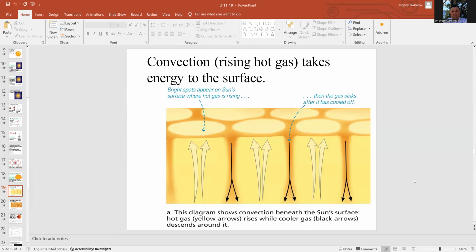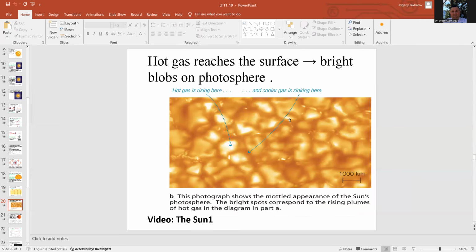Okay, so for convection, that's how energy is transported all the way up to the surface. And you can see brighter zones on the surface. There are some pictures of the sun. Yeah, I have this one. So this is a real life view of the surface. You can see brighter zones. Those brighter zones are hotter zones. It's just the gas that has arrived recently. And then there are darker spots. That's the area where the gas has cooled down and it's ready to sink back to the core.